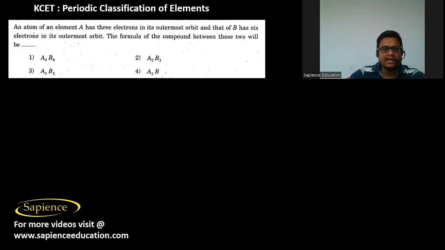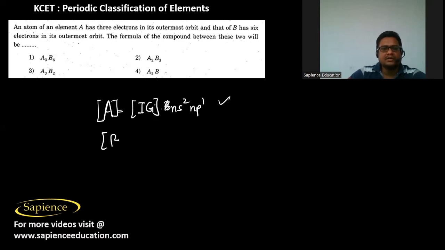And here it is told an atom of an element A has 3 electrons in its outermost orbit. So its electronic configuration is of the form inert gas core, then ns2 np1. In this form it has 3 electrons in the outermost orbit. And B has 6 electrons in the outermost orbit, so it has the inert gas core and then ns2 np4.